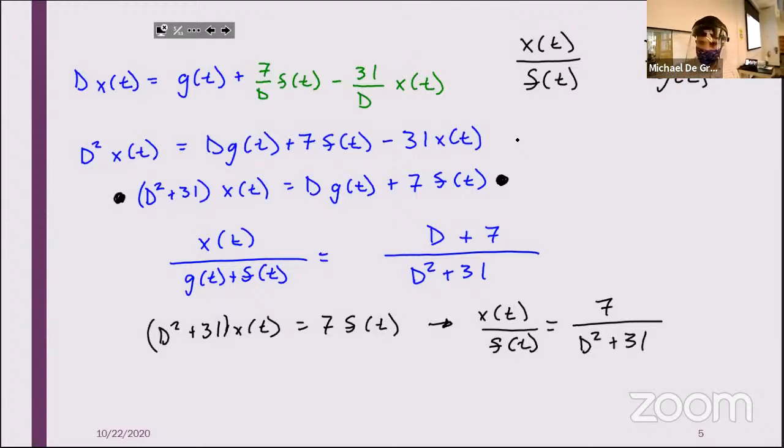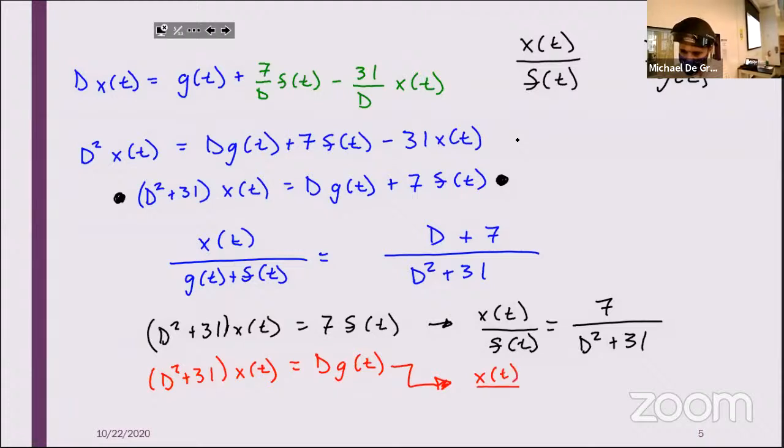I can do the same thing where I set f of t equal to 0. And we're left with this.